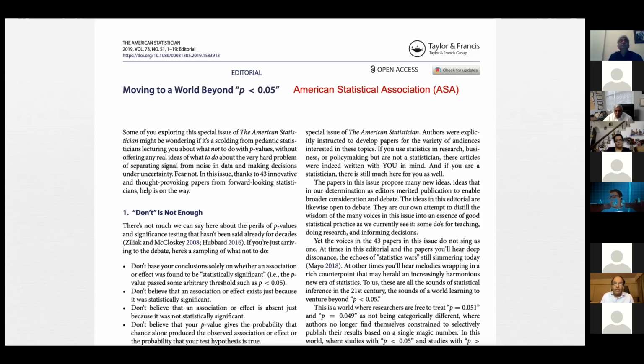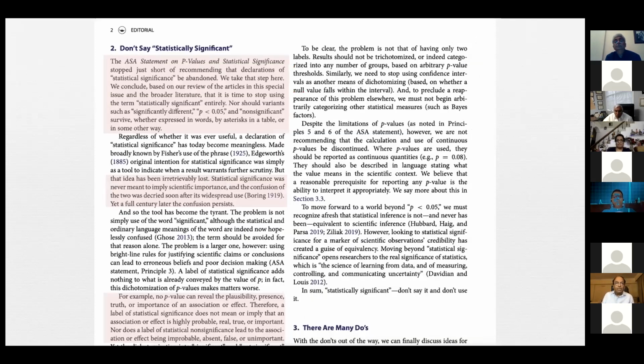And at the front, there was an editorial or a consensus paper, so to say, which is about 30 pages, where they very clearly mentioned that this statistical significance word should be totally abolished. They say we should not use this word statistical significance. They say don't say statistically significant.